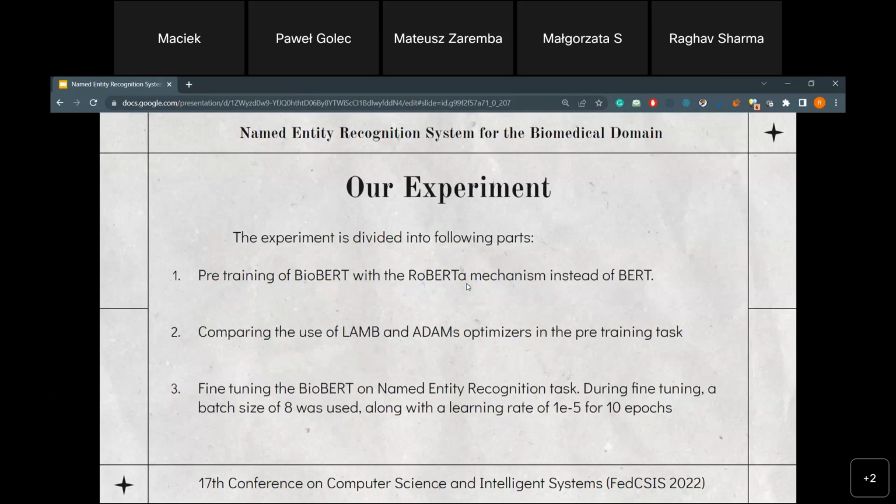Moving forward to the experiment, our experiment is basically divided into parts where we do the pre-training and fine-tuning. In pre-training, we pre-train the BioBERT with both the BERT and RoBERTa approaches. At the same time, we also compare the loss attained using the Adam and LAMB optimizers. Moving forward to the fine-tuning, we fine-tune the model for named entity recognition in the biomedical domain only, and then we compare the performance of both the BioBERT and RoBERTa models after they are trained on the biomedical corpus.